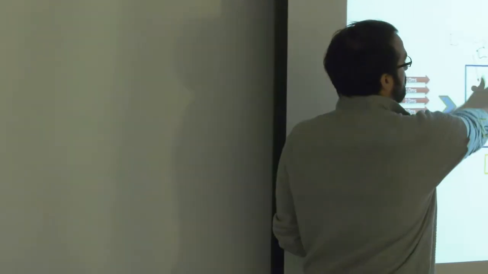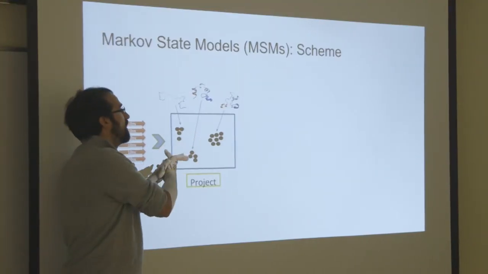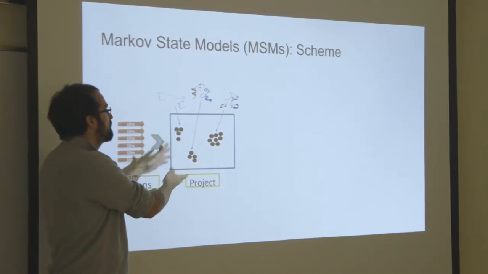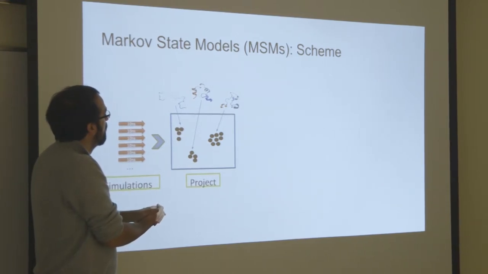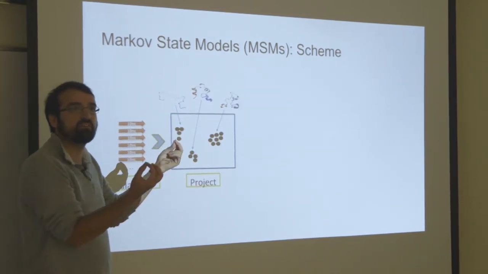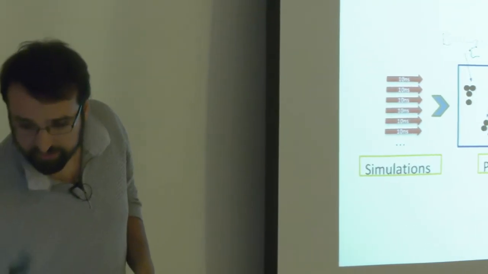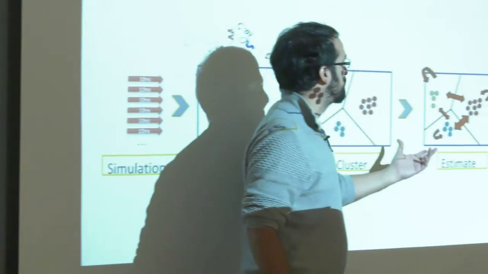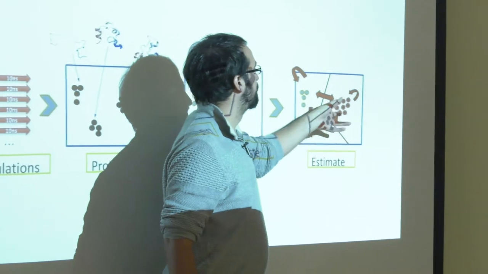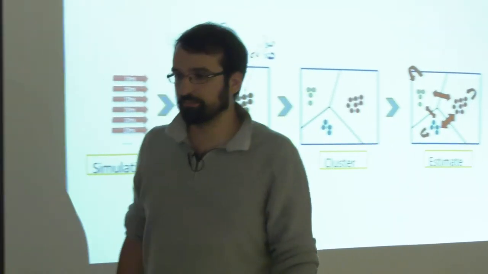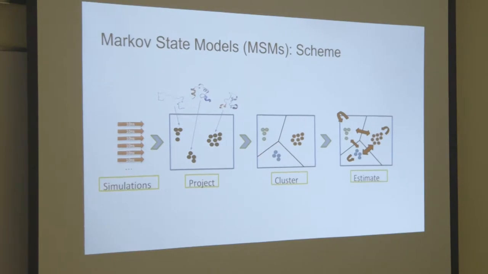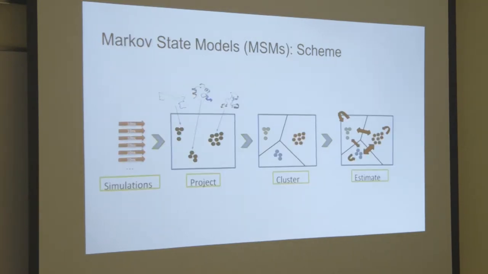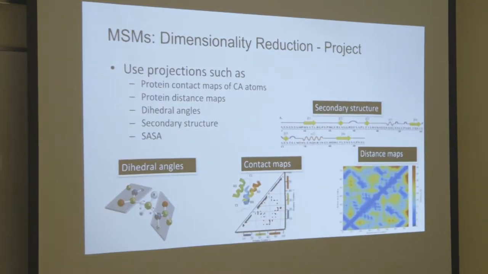Basically, we project this data on a lower dimensional reference. For example, here we have a two-dimensional frame, where each one of these dots represents a different conformation. After this projection we can do some clustering, and after we have some clustering, we can do some estimations of transitions, kinetic estimations, that also allow us to have estimations of thermodynamics. I'll go through these different processes just to give an overview.